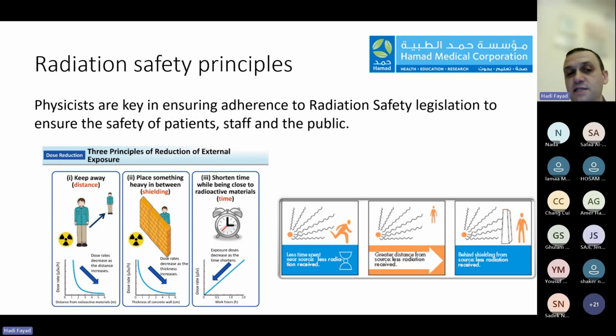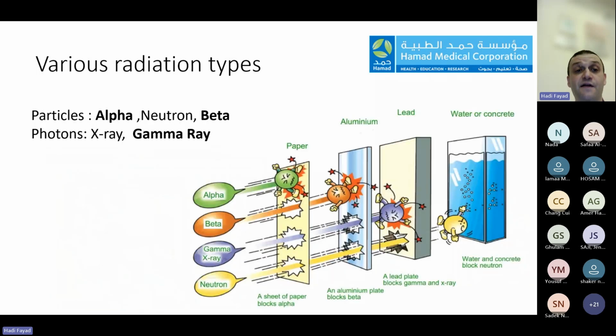We need to keep the most possible distance from the patient if the patient is radioactive, from the radioactive sources. We need to use shielding to protect our staff, the public, and sometimes our patient. We need to spend the shortest time beside radioactive sources to decrease the dose received, especially by the staff and the public.